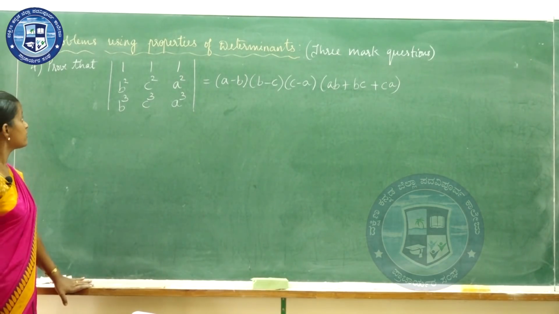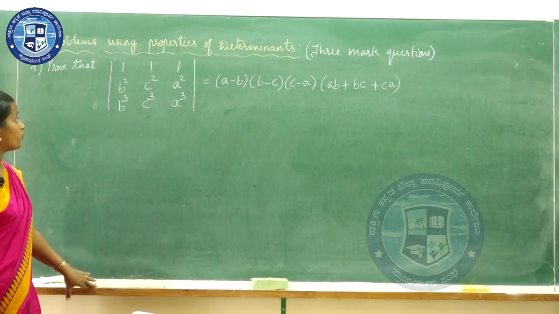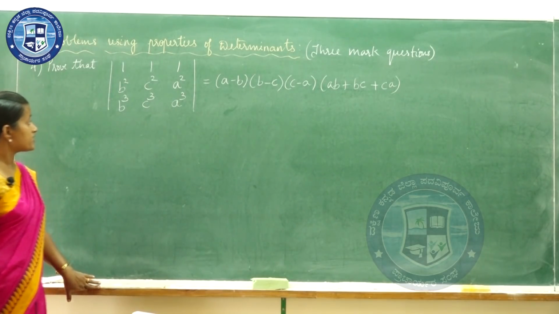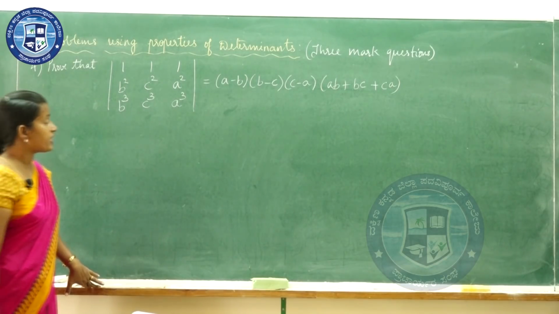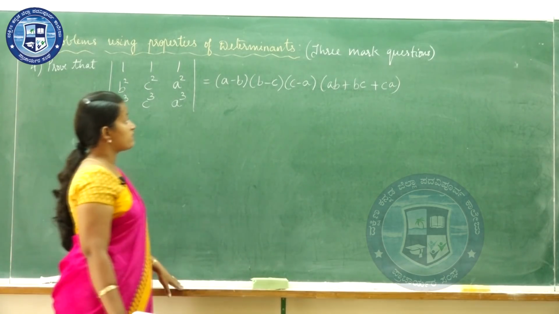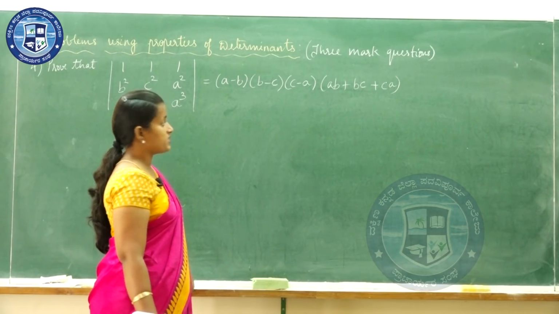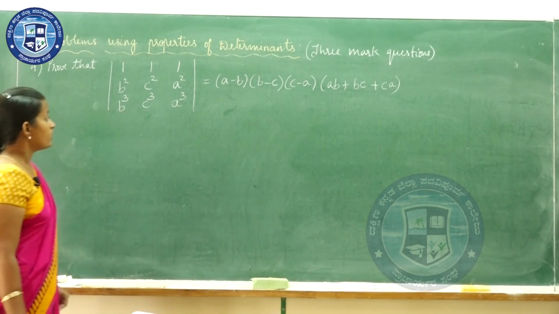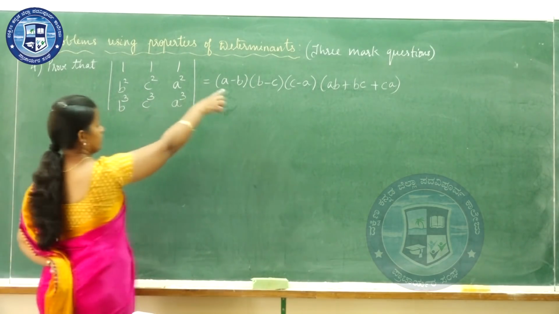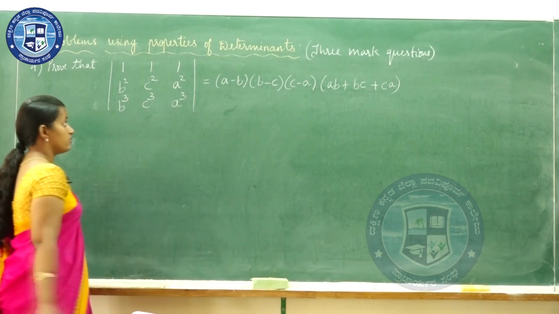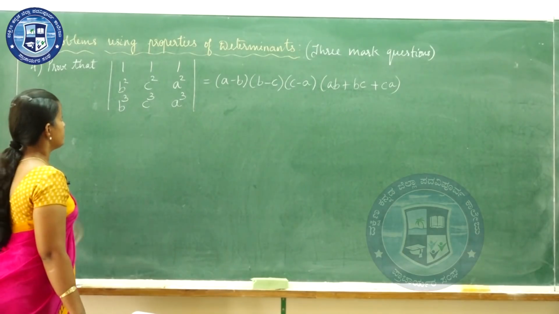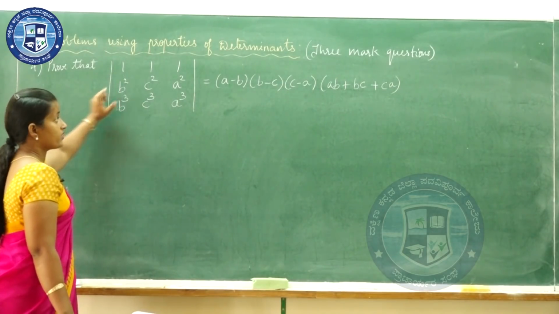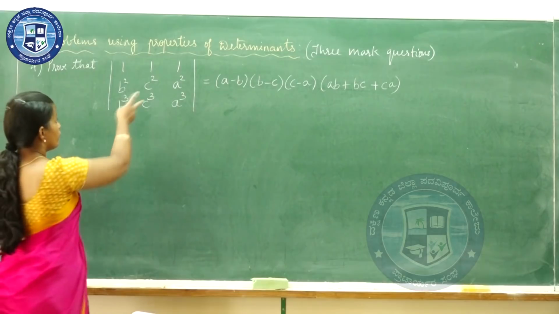Fourth question. Prove that determinant 1, 1, 1, b square, c square, a square, b cube, c cube, a cube equals a minus b into b minus c into c minus a into ab plus bc plus ca. So again, look at RHS and decide which operation to be used. Definitely row will not give you those terms, you have to go for column.